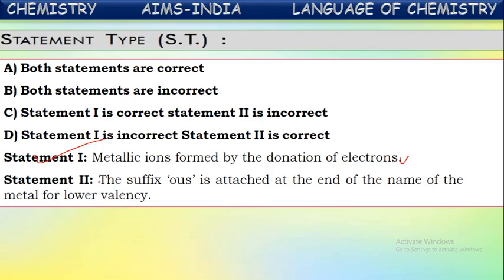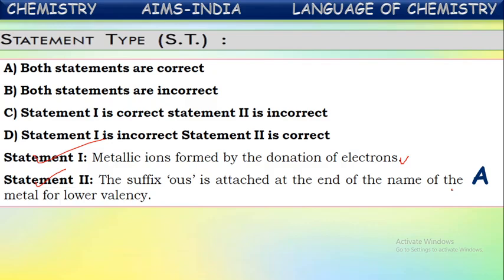Second statement, the suffix "ous" is attached at the end of the name of the metal for lower valency. Yes, if an element is exhibiting two valencies, then the ion with lower valency is named by attaching -ous at the end of its name. And the ion with higher valency is named by attaching -ic at the end of its name. So lower valency is mentioned with -ous. This is also correct. So both statements are correct. Then what will be the correct answer?